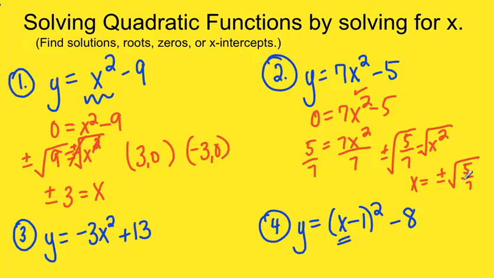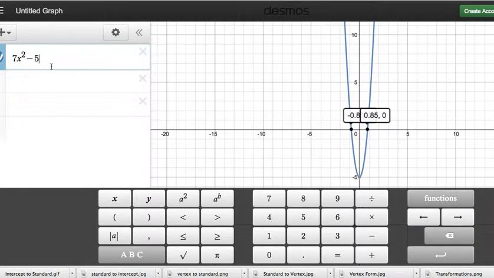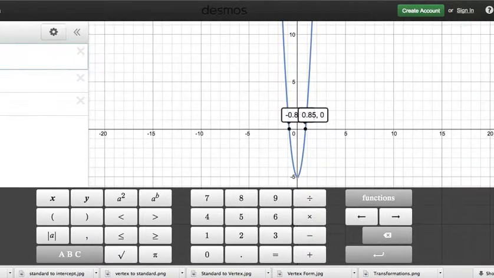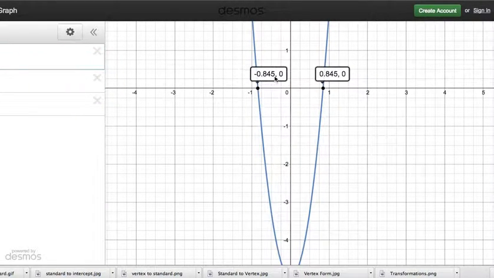But this is a real number. Even though it's irrational, it's positive under the radical, just like the discriminant. And I can take the square root of a positive number. So there's two x-intercepts on this one. If you look at the graph of that, you can see that you have x-intercepts, but they're just not rational. They're irrational numbers. Even though it looks like it terminates, it does not. It keeps going forever. There's just not enough room there.